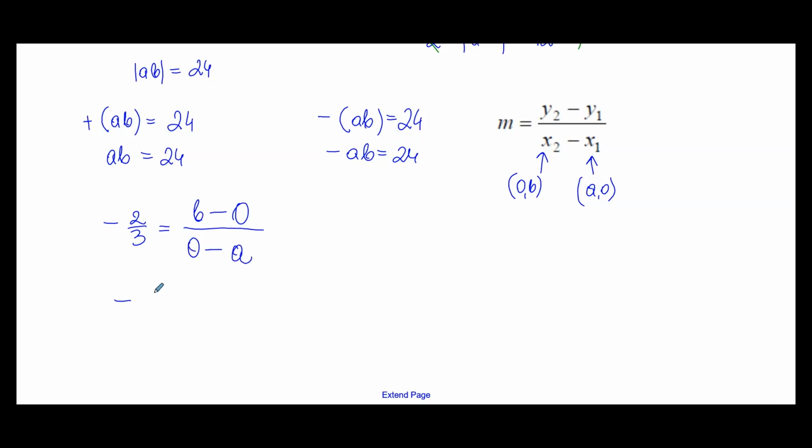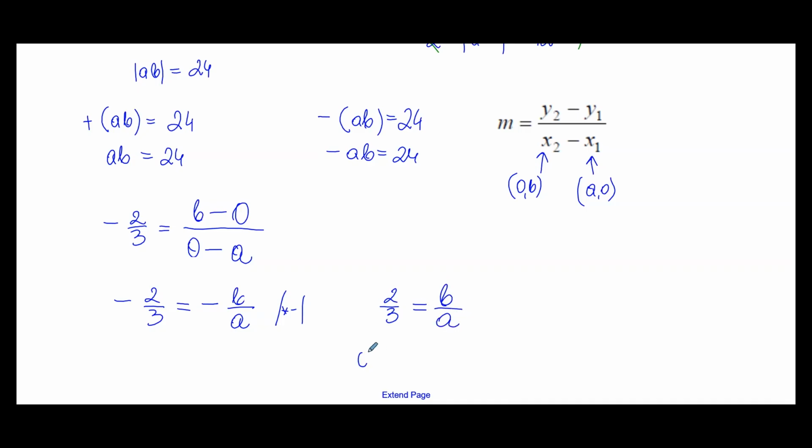Okay, so that means minus 2 over 3 equals b minus a. We can do it that way, or it can be the whole fraction minus b over a. So I can have it that way. And then I can say to myself, let's multiply that by minus 1 so that I don't have to worry about this minus. So 2 over 3 equals b over a.